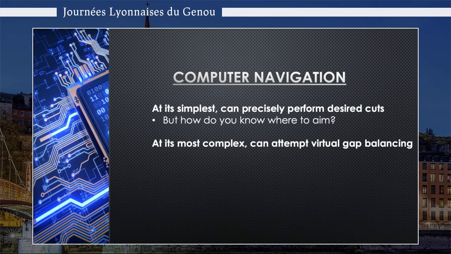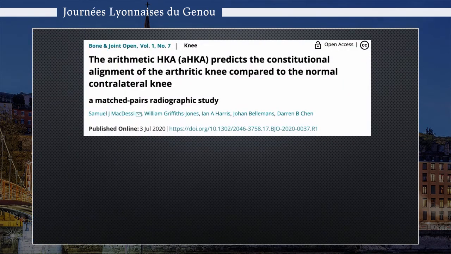But if you're going to do a kinematic knee, how do you know what your endpoint is? You can start in 6 degrees of varus. Do you correct to 2, 3, 0? How do you know? So I'd like to speak about the arithmetic HKA, which my two partners, Sam McDessie and Darren Chen, created earlier this year. And I'll start by an example.